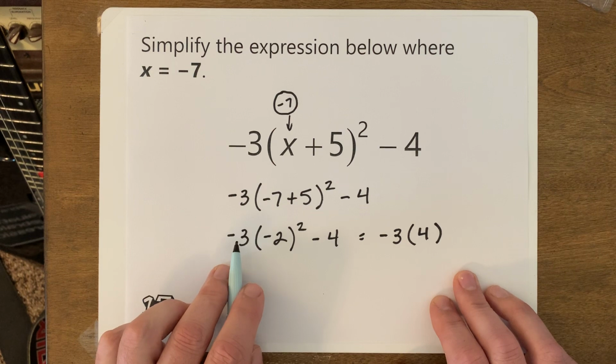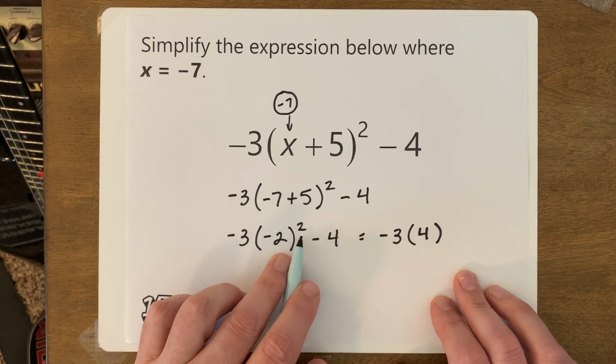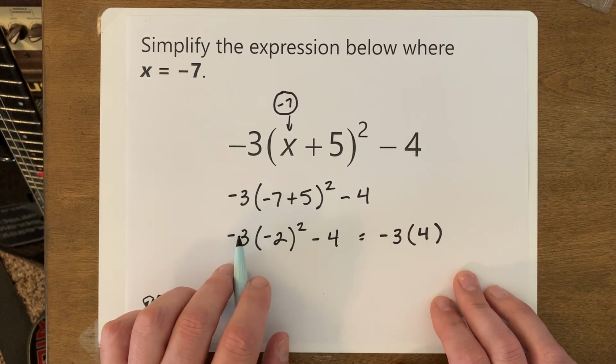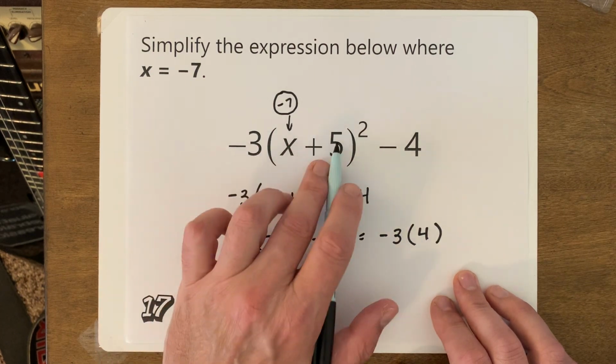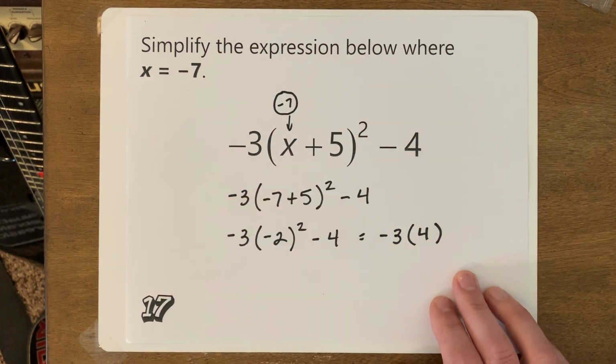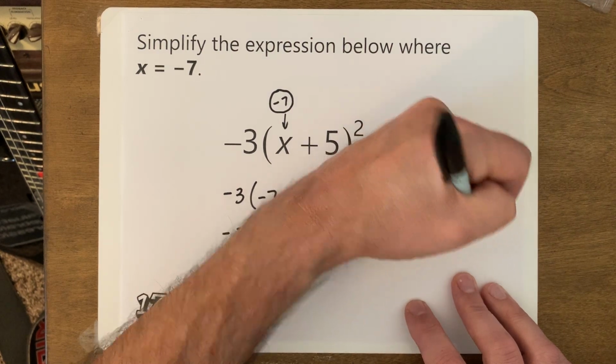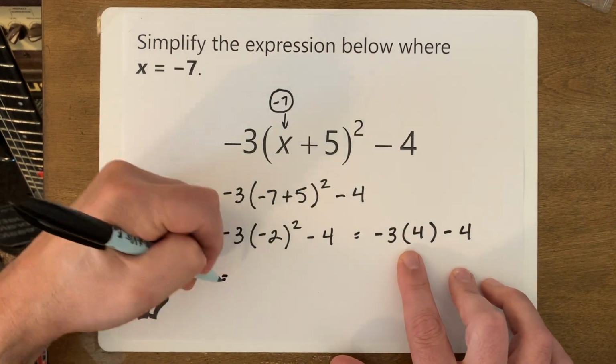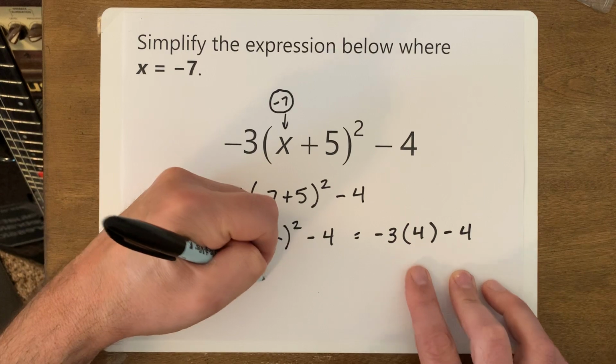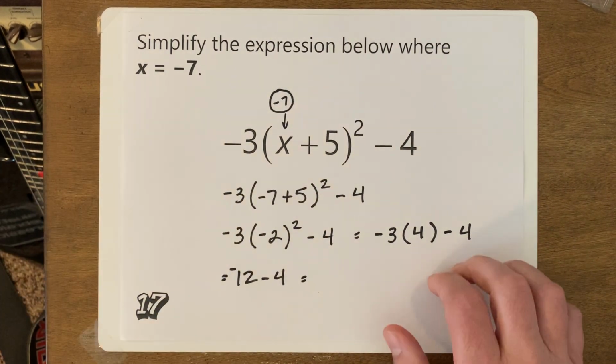Don't do this times this before you do that squaring part, or you're going to get it wrong, and students do that all the time. They'll distribute this in there, and I always tell them not to do it, and there's going to be a few that are still going to do it, and then kind of be sad when they get their work back, but that's just how it is. You just have to learn. And then you have a -4 at the end. So now we have a -12 -4, and that should give us -16.